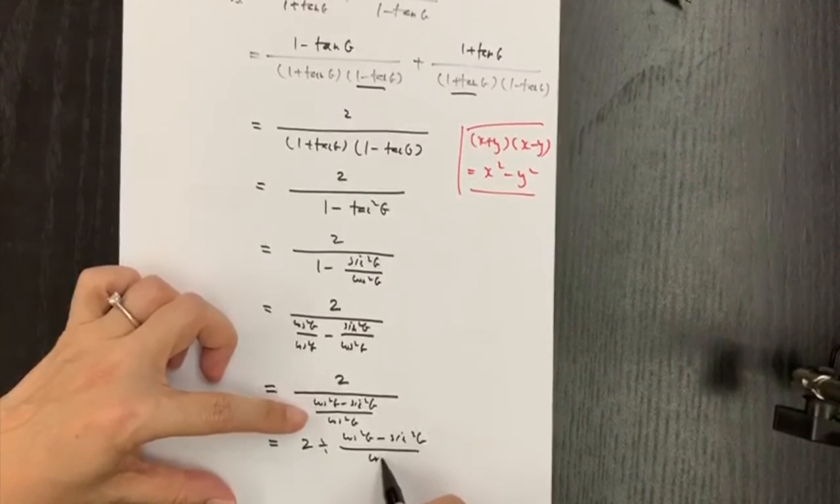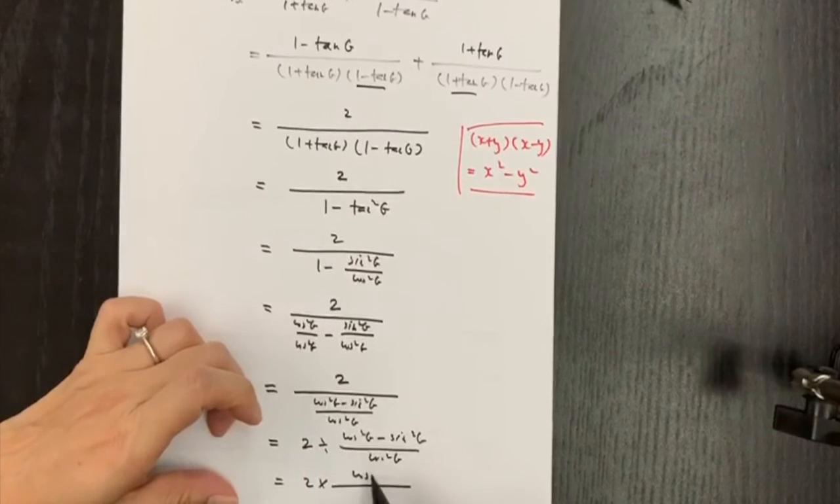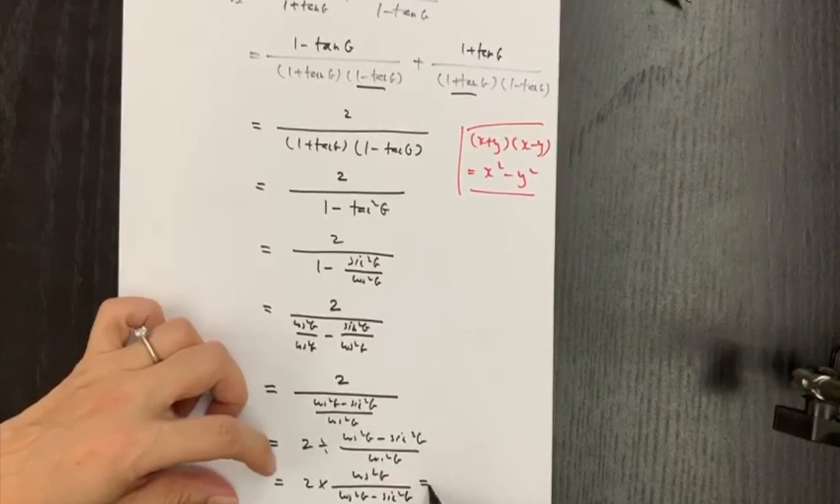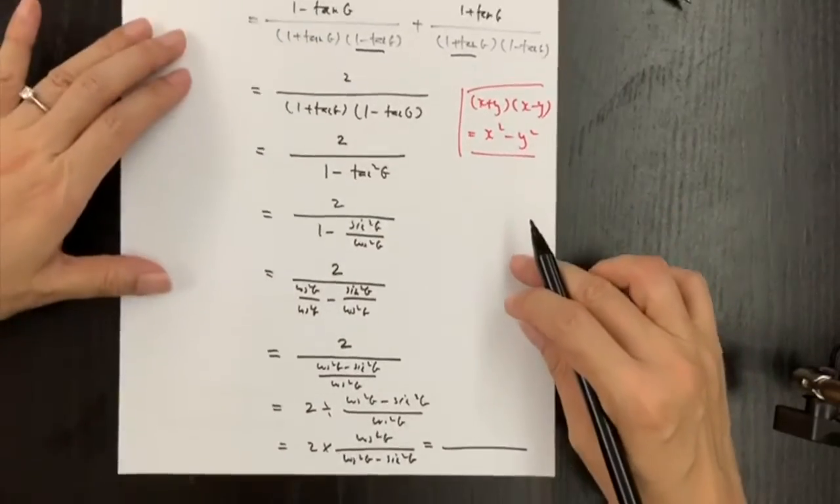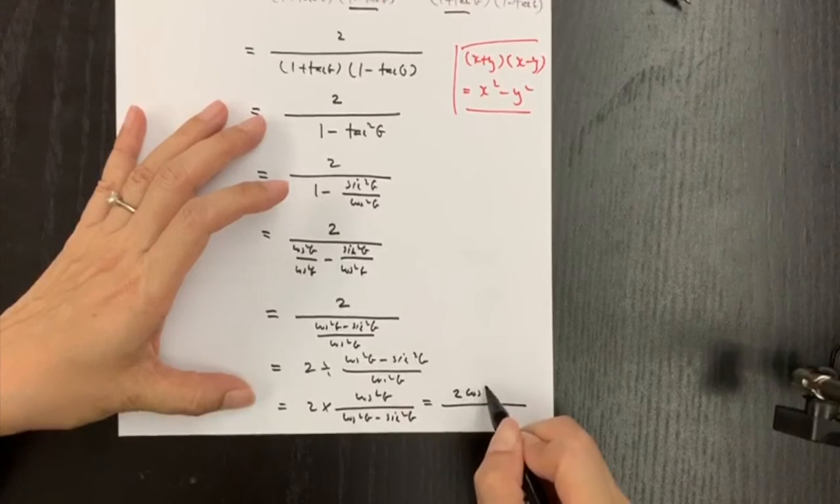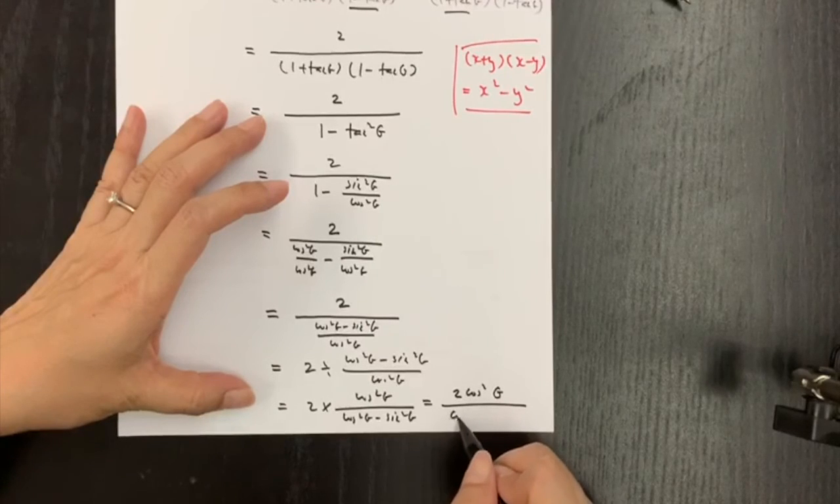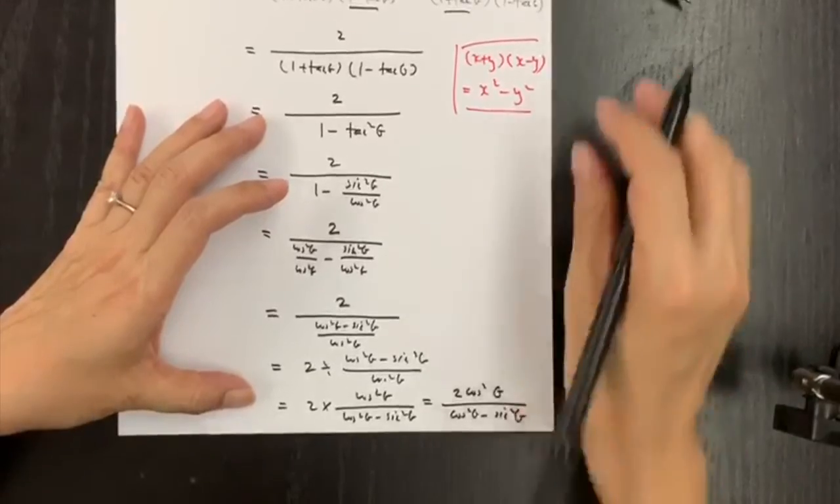So over means divided by. So if I change that division to multiplication, I need to flip, right? Okay, and this is sine square theta. Okay, finally, what is it? So that would be 2 cosine square theta, and then here I have cosine square theta minus sine square theta.